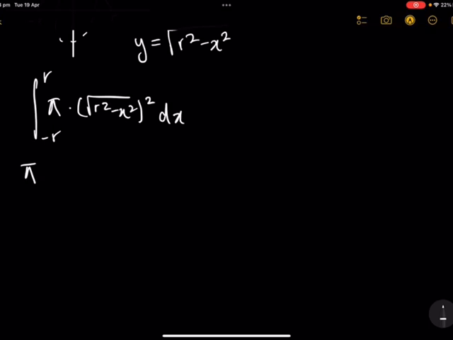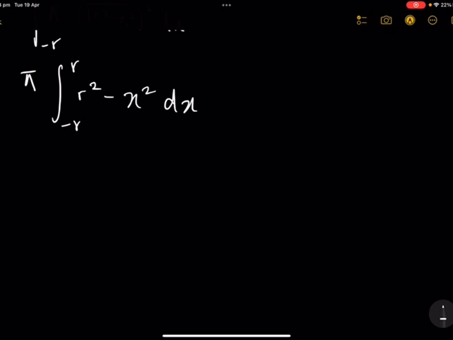So pi, as a constant, we will take out of the integral, times the square of this function, which is the square root. That will cancel out to make r squared minus x squared dx. Now, another thing: since the inside is an even function and it's of course a symmetrical interval, we can multiply by 2 and make it from 0 to r, since it was from negative r to positive r. That's just to make it a bit simpler at the end. Making 2 times the integral of r squared minus x squared dx.